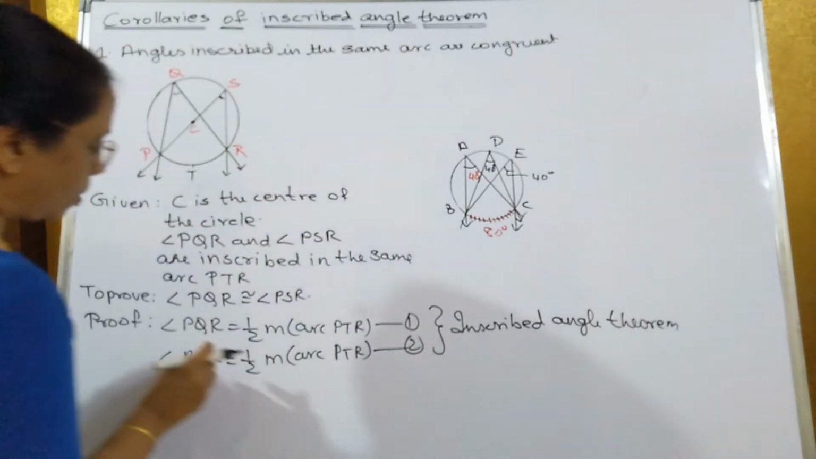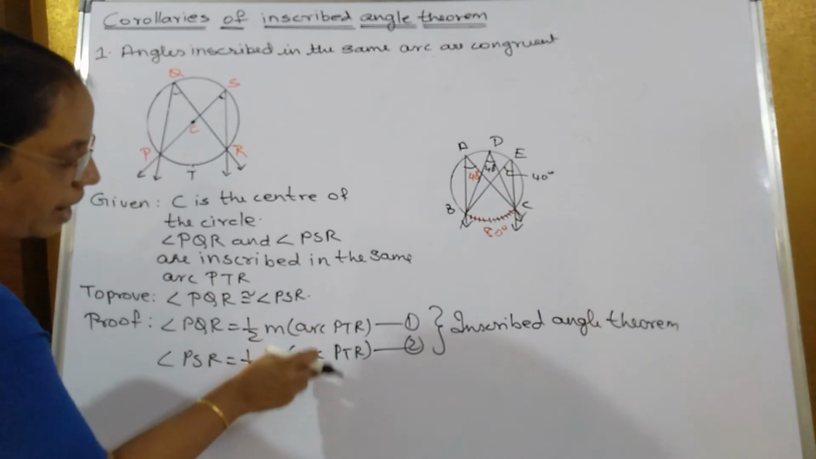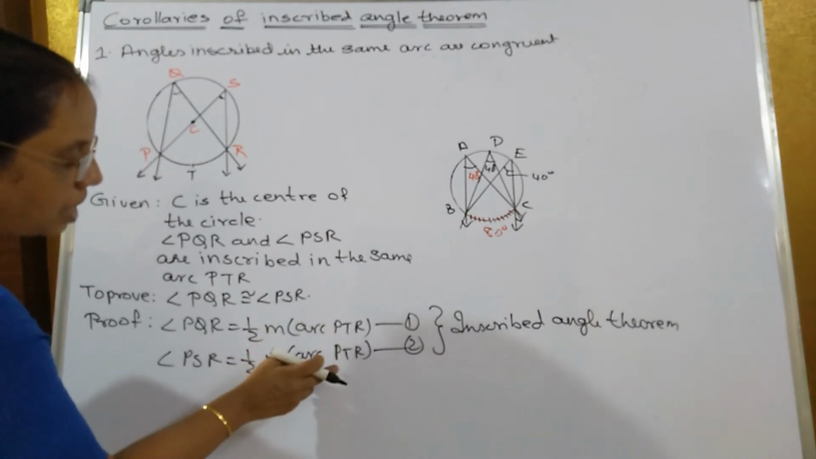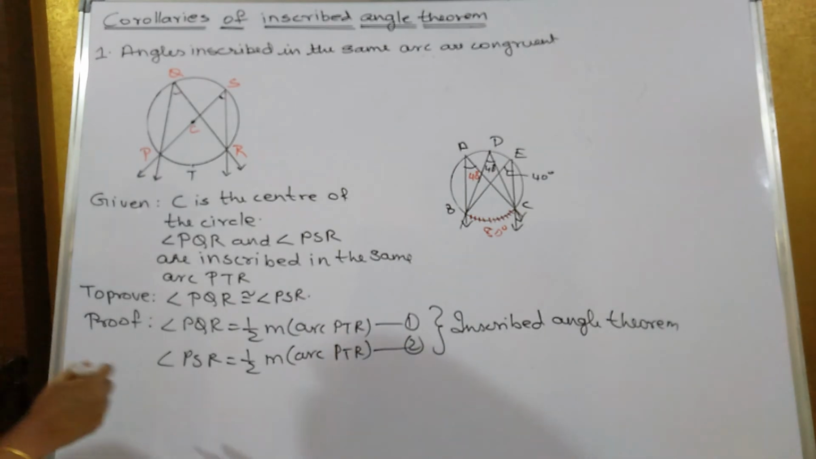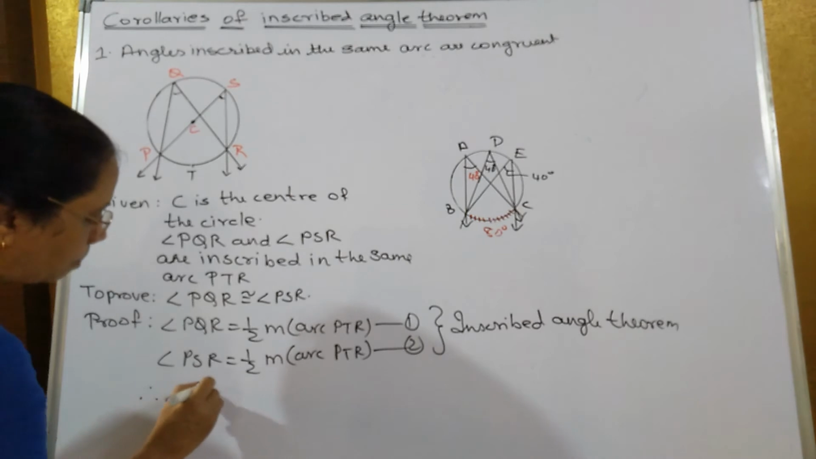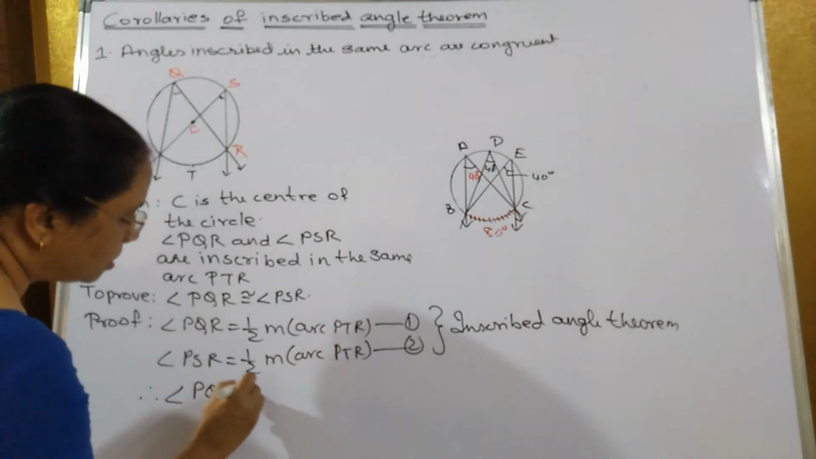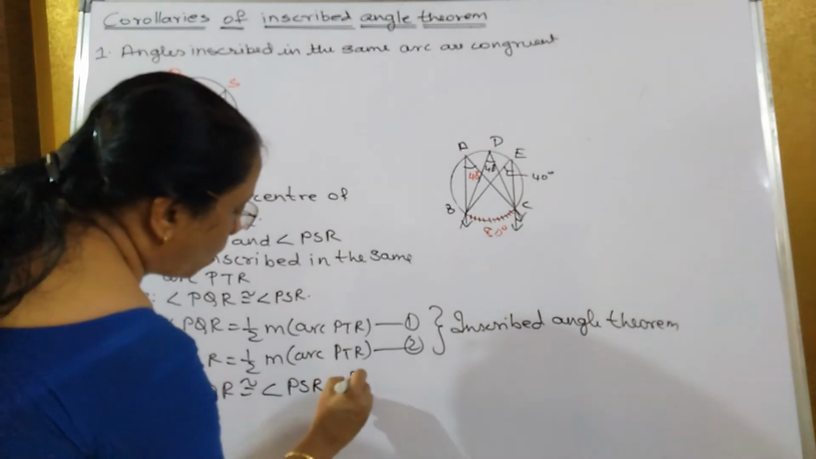Now this angle is equal to this PTR, this angle is also equal to PTR. The right hand side is both same, PTR. So naturally the left hand side also will become equal. So from 1 and 2 we will get, therefore angle PQR is congruent to angle PSR from 1 and 2.